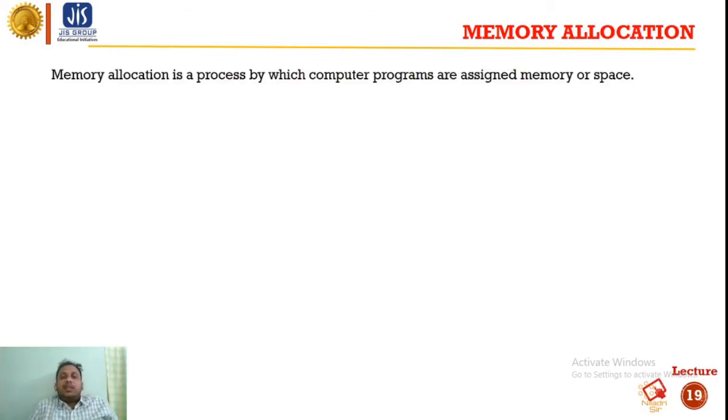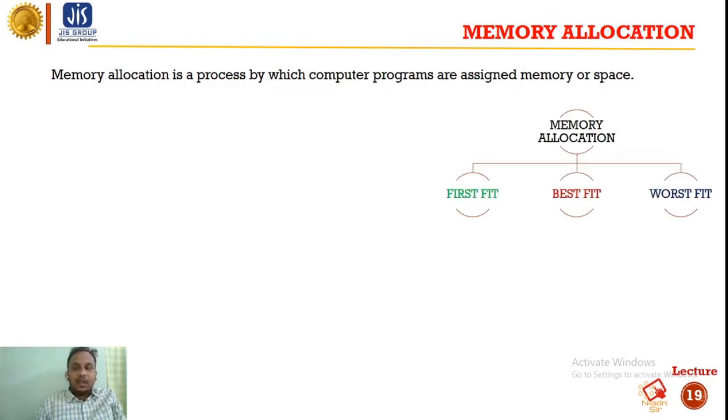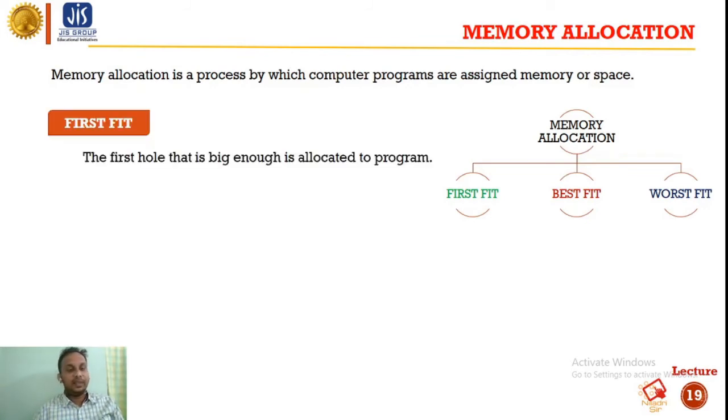Memory allocation is a process by which computer programs are assigned memory or space. As you can see, there are three types: first fit, best fit, and worst fit. What is first fit? The first hole that is big enough is allocated to the program. That means you have consecutive memory allocations. The first one that fits to hold that process will get that process.